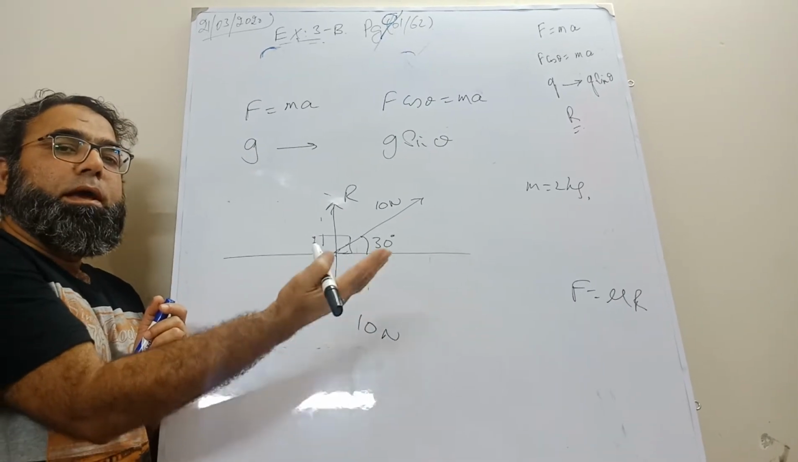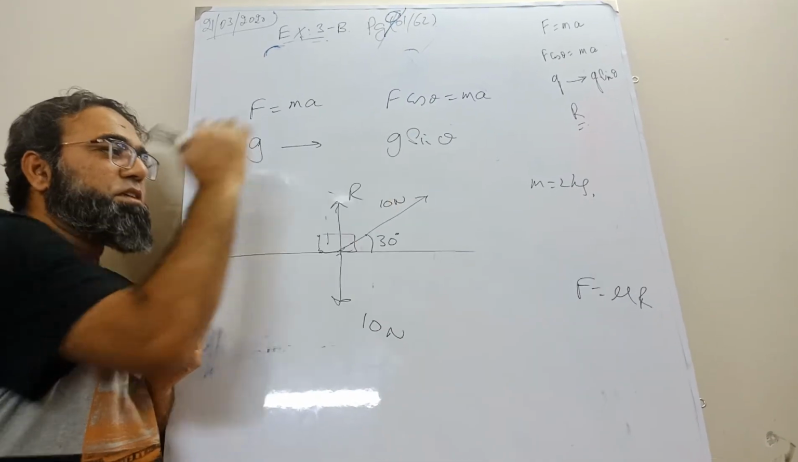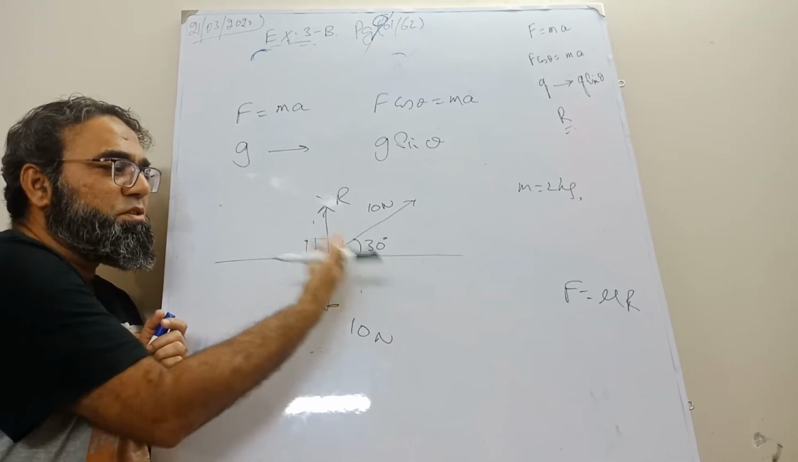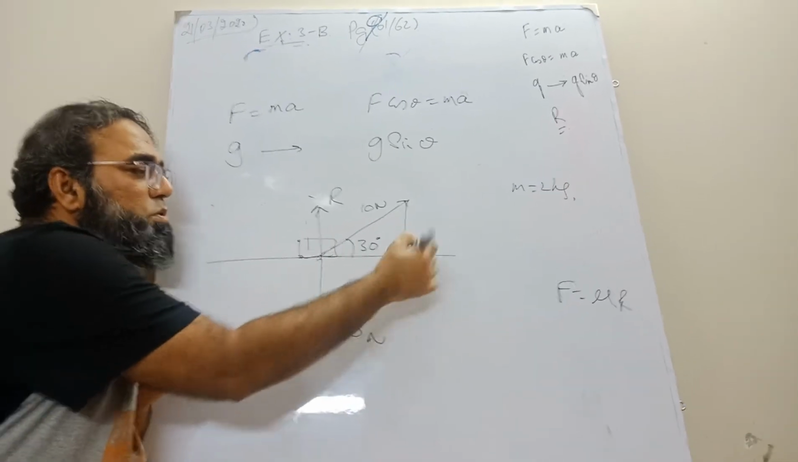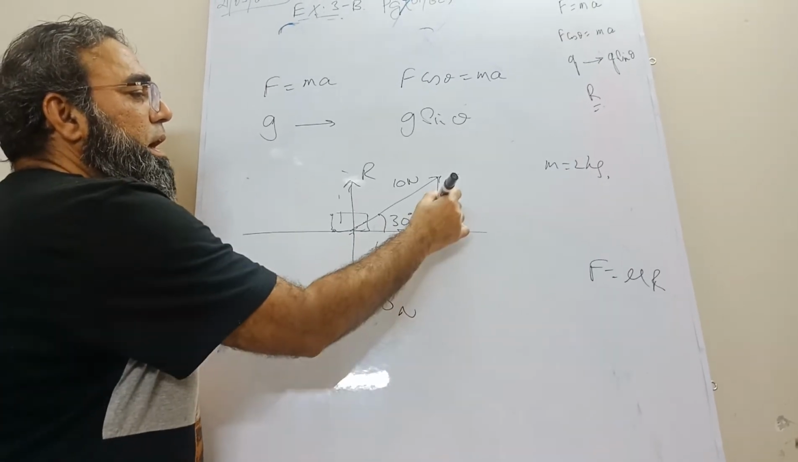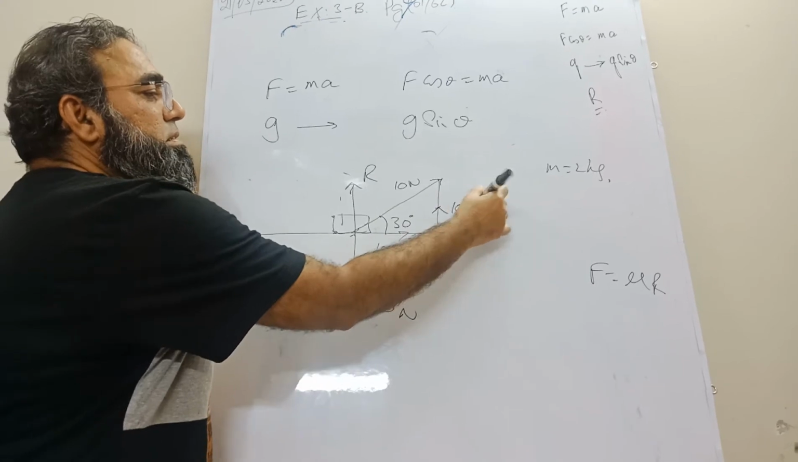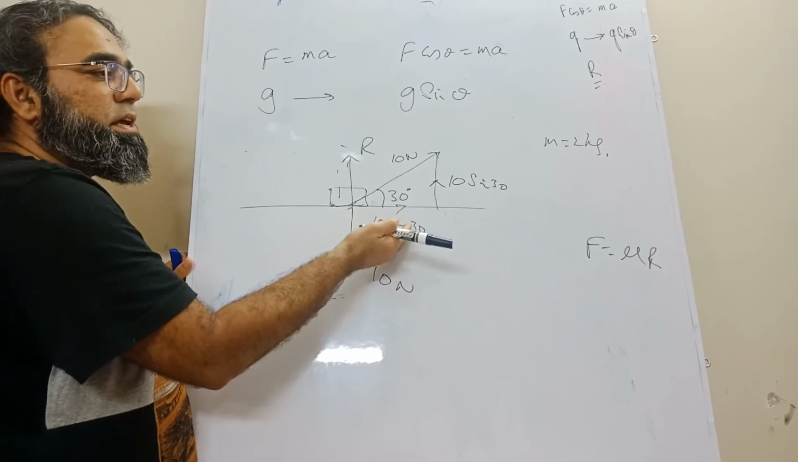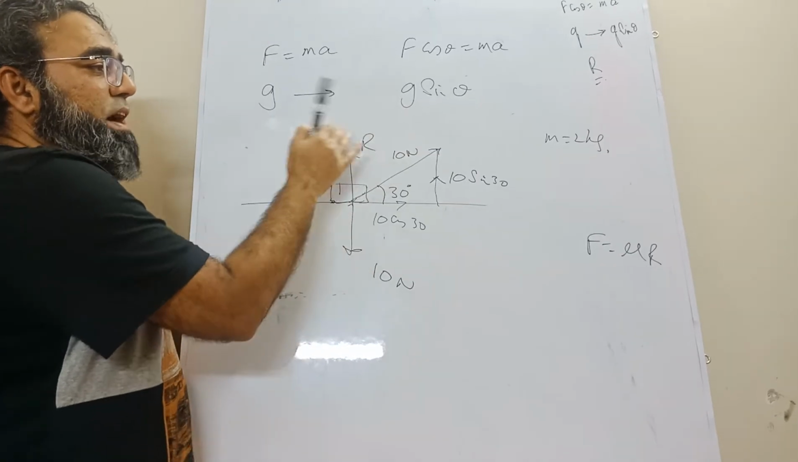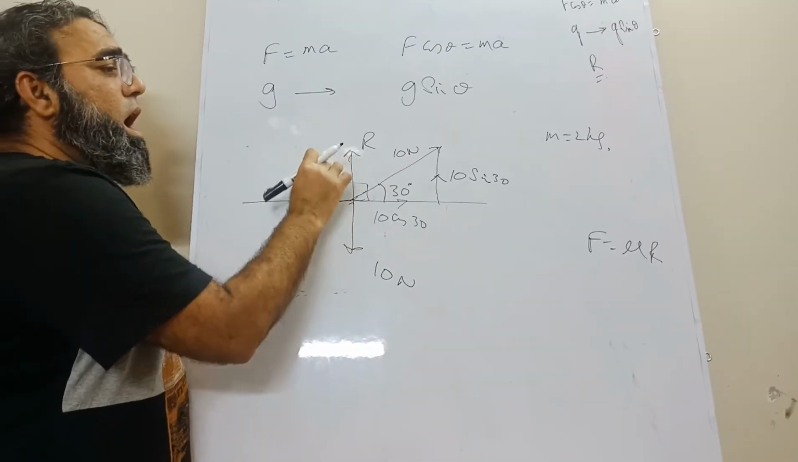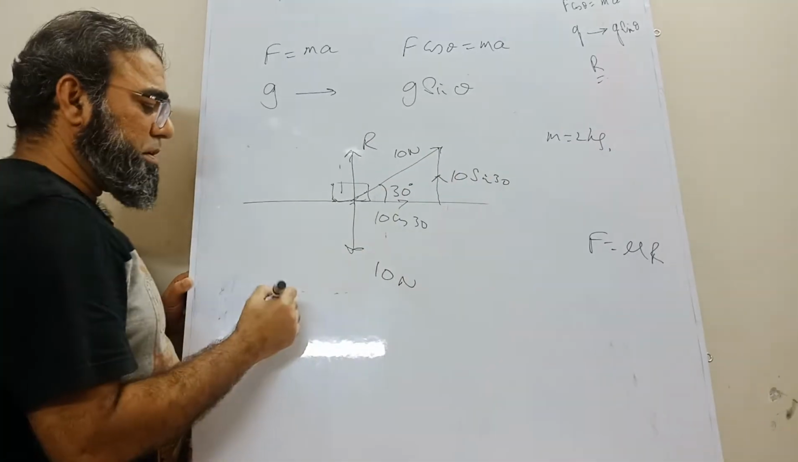Or what? Yes, you will have to resolve this 10 Newton force parallel and perpendicular to the surface on which this object is lying, okay? So when you resolve this, it's going to be 10 cos 30 and this is going to be 10 sin 30. For a moment just forget about this 10 cos 30. Now let's see how to find this R in this case. Now this R is going to be R plus 10 sin 30.